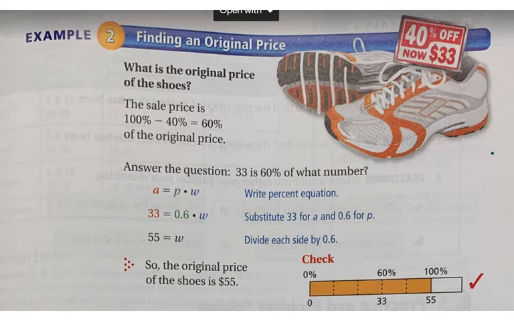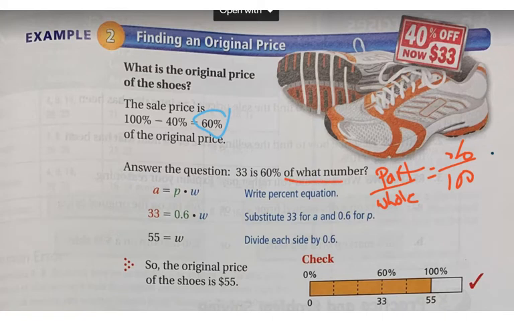Another thing is finding the original price. So here we see the sale price is going to be 100% minus 40%, which equals 60%. So the question is, 33 is 60% of what number? Well, if you remember that part over whole equals percent out of 100, you now know that "of what number" means I'm solving for the whole. I don't know the whole. 33 is my part.